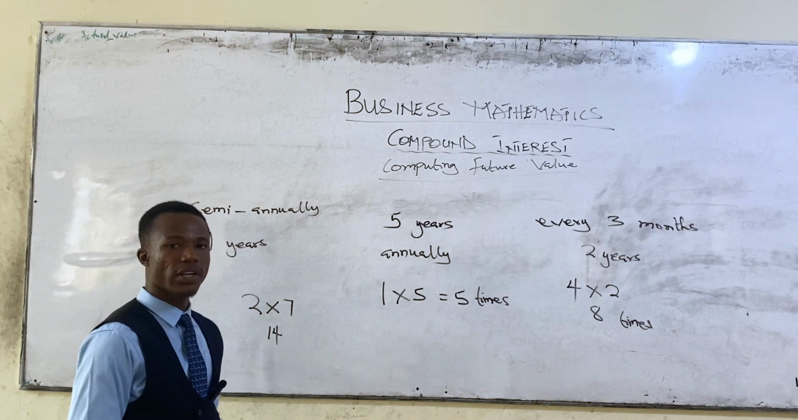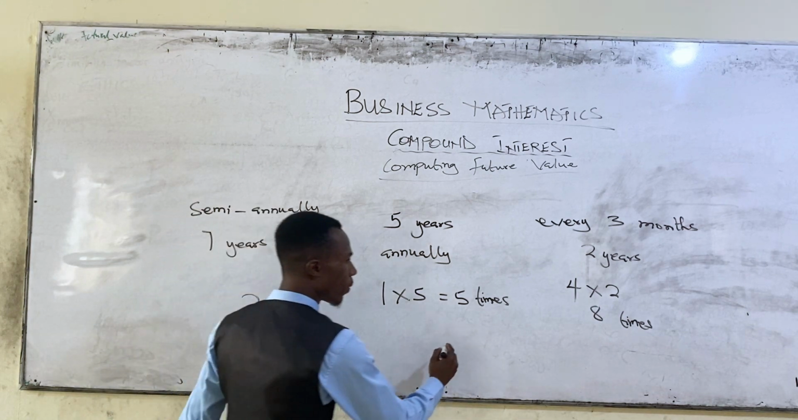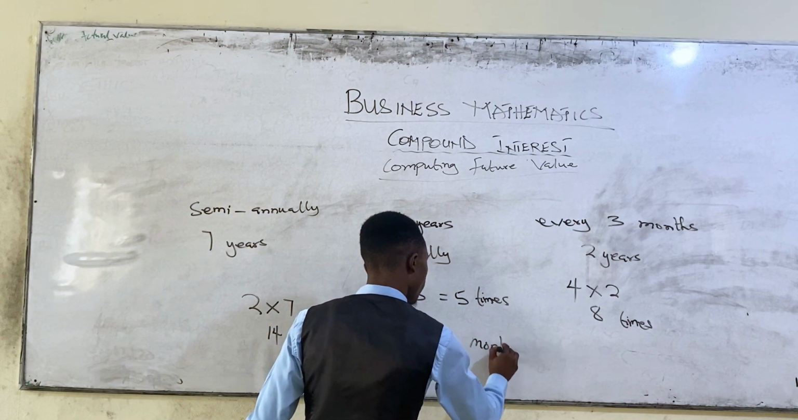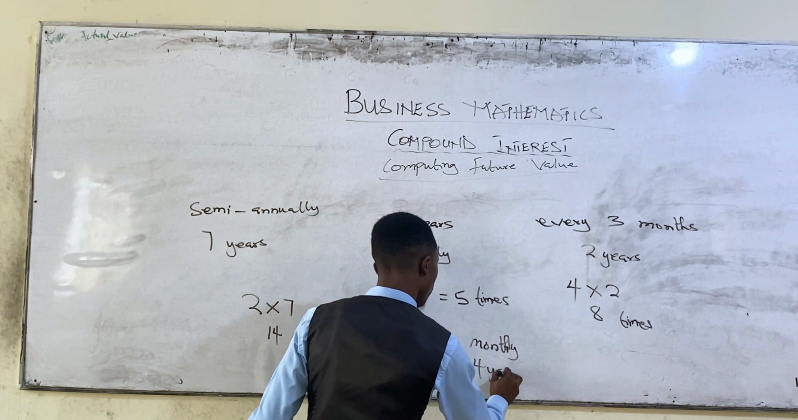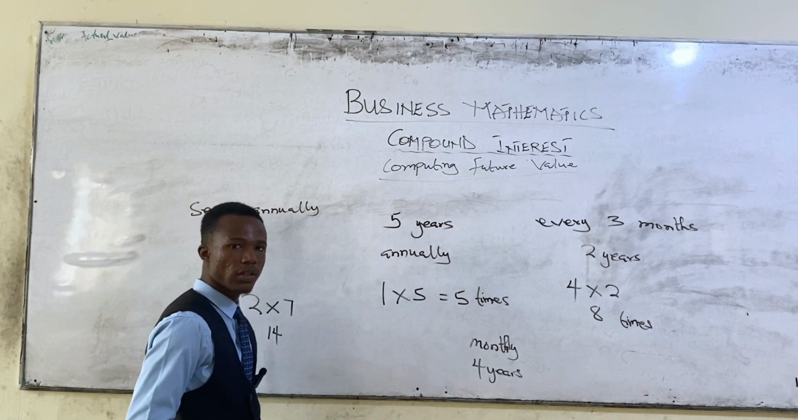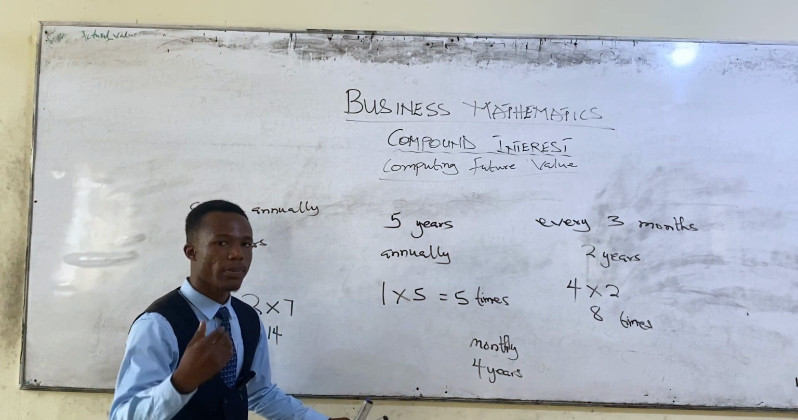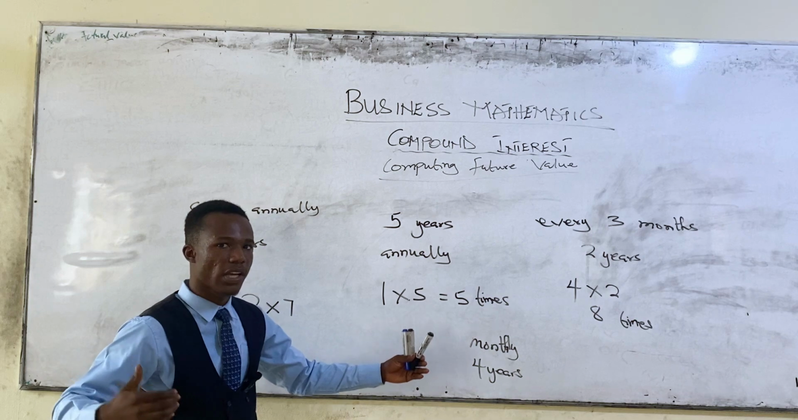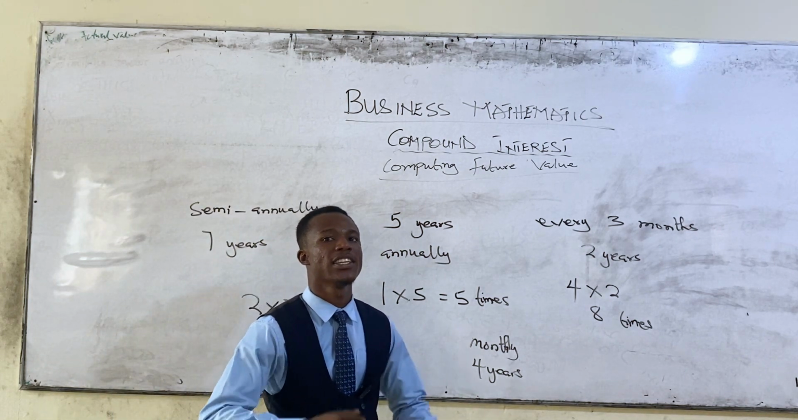Okay. So, if I tell you to calculate the number of compounding periods for a loan compounded monthly for 4 years. So monthly for 4 years. How are you going to do it? You know, in a year we have 12 months. So monthly means that in that particular year we are going to calculate the interest 12 times in the year.